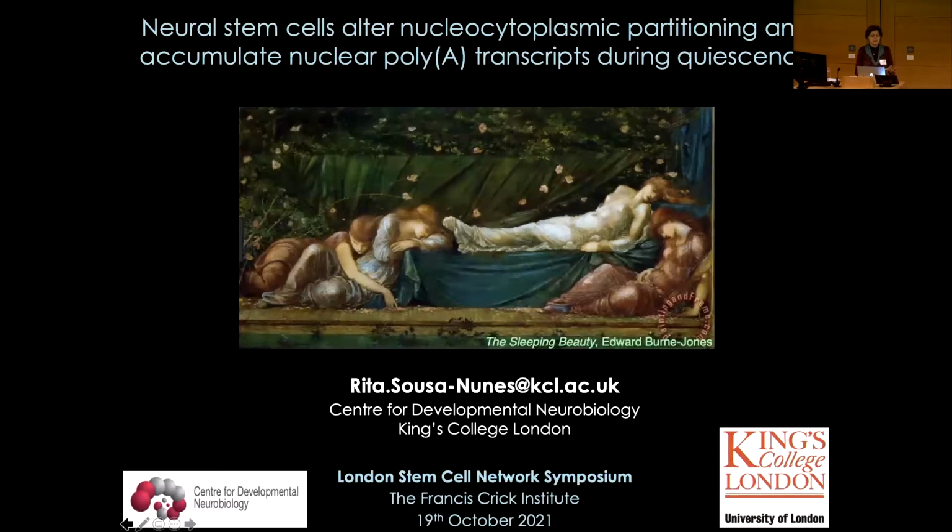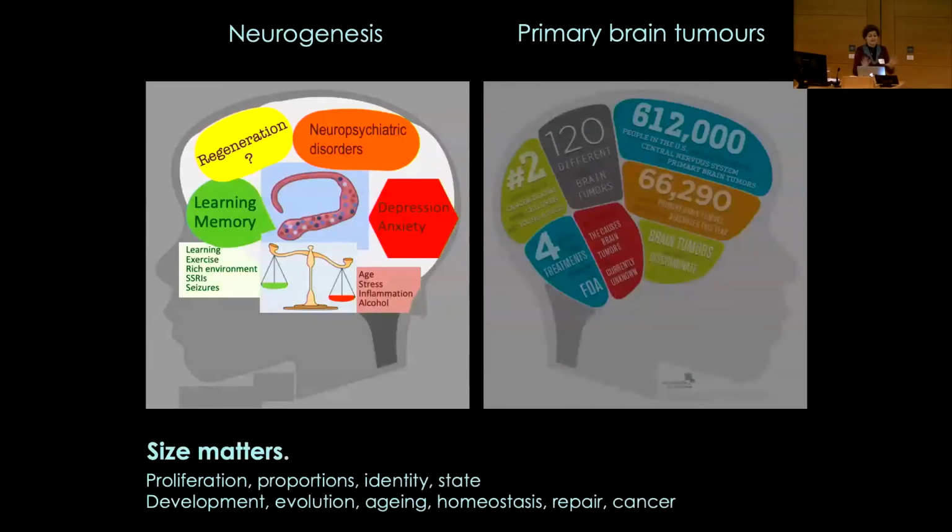And we're going to talk about a property of stem cells that is shared across systems and that we've heard about today, which is quiescence, but we're going to delve a bit deeper. Just to put it in context, in a nutshell, my lab is interested in size control, which often boils down to stem cell properties. Particularly in the CNS, this is intimately related to cell type specification, proportions of cell types, and their identity.